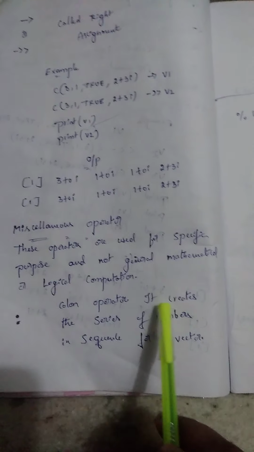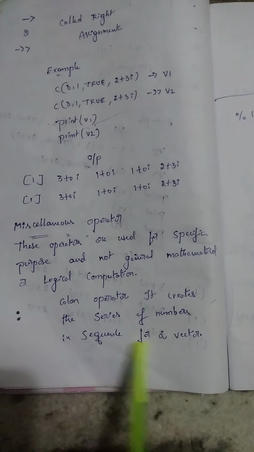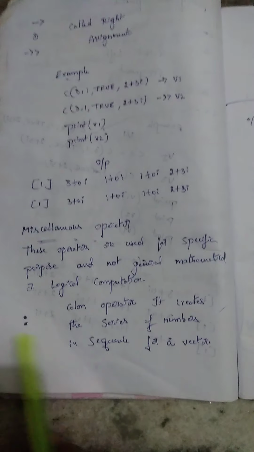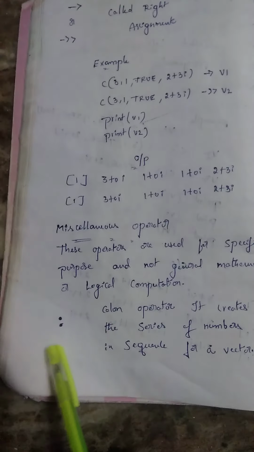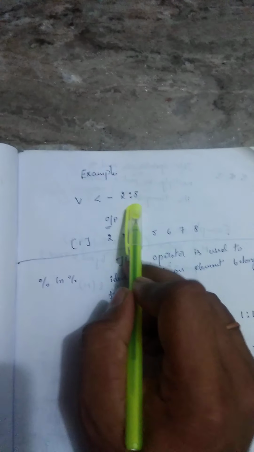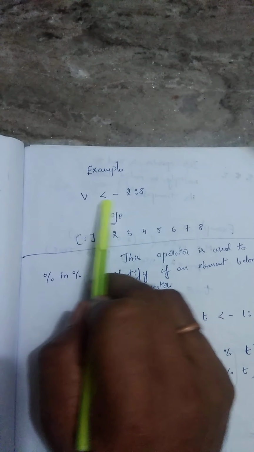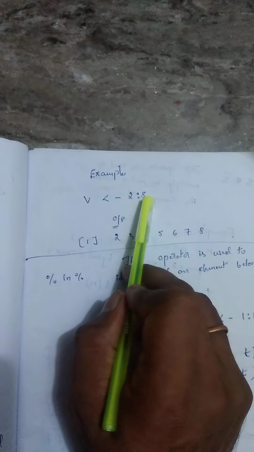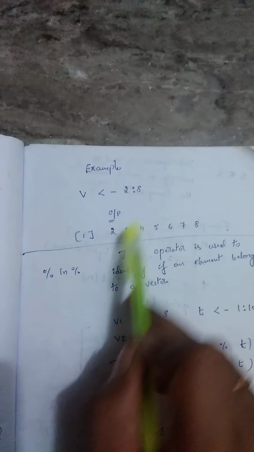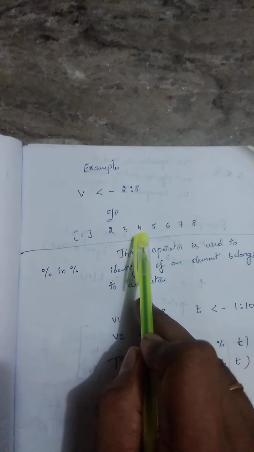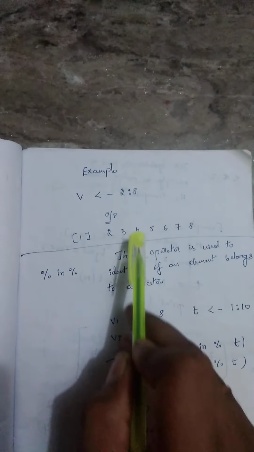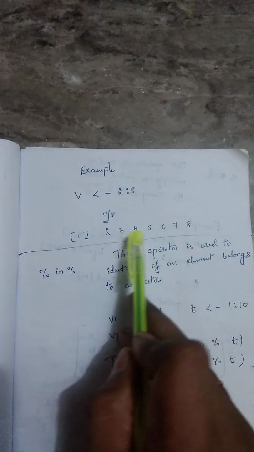Colon operator: it creates a series of numbers in a sequence for a vector. I will show an example with this colon operator. With the help of the v vector and the prompt symbol, 2 colon 8 means 2 to 8, and we are printing the output 2, 3, 4, 5, 6, 7, 8.